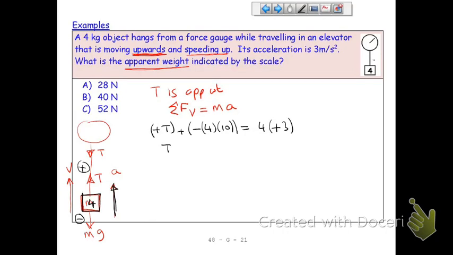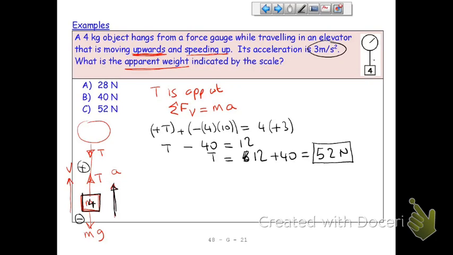So T minus 40 is equal to 12. So T is equal to 12 plus 40, which equals 52 newtons. How did I get 3? The 3? Oh, because there. Yeah.